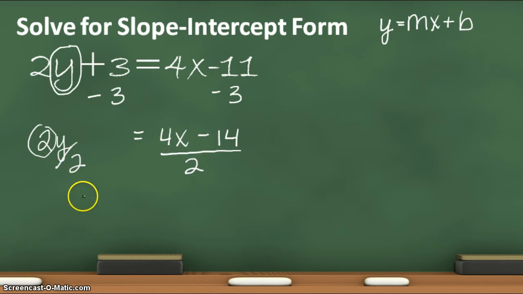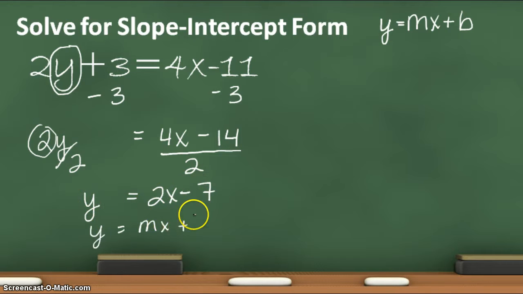So 2y divided by 2 is y equals 4x minus 14 divided by 2. Well, that's 4x divided by 2, which is 2x, and then negative 14 divided by 2, which is negative 7. So now we have slope-intercept form: y equals 2x minus 7. That's the same as y equals mx plus b, where m is 2 and b would be negative 7. So there you go. Let's try another one.